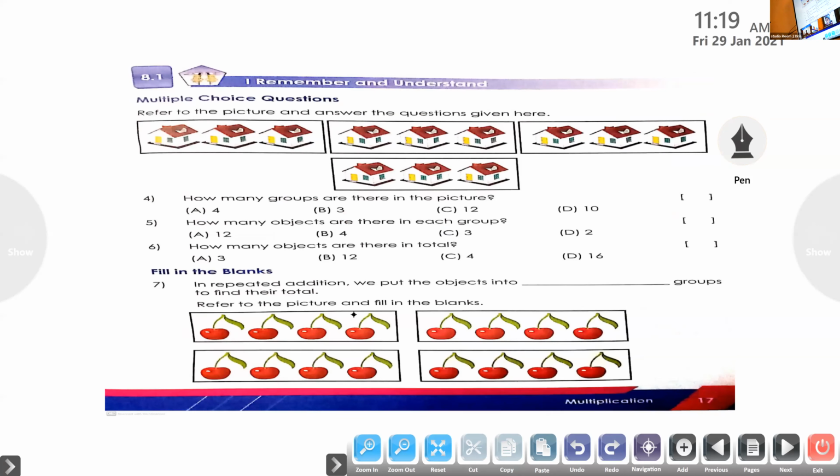Adidev. Yes, ma'am. Page number 17. Question number 4. How many groups are there in the picture? 4 groups. Yes. Good. Put a tick mark on A and write A in the bracket. Now Durga. Yes, ma'am. How many objects are there in each group? In one group? 3 objects. 3 houses are there. Yes. Good. So put a tick mark on C and write C in the bracket.